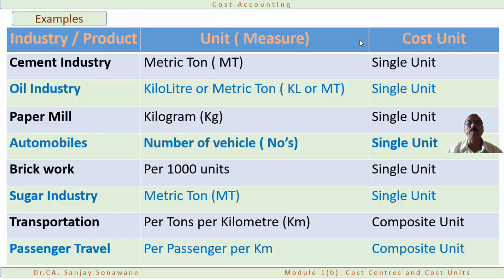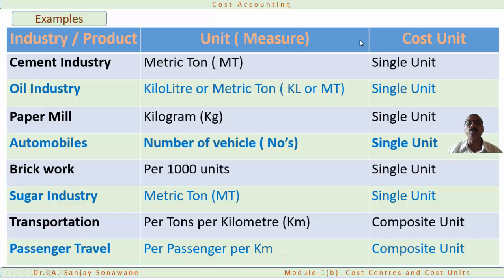In a paper mill, what is the measure unit? It is calculated in kilograms. In automobile industry, number of vehicles. Brick works, what is the measure? Per 1000 units. We do not calculate in kilograms. So 1000 bricks, what is the cost? So the measure is per 1000 units. For sugar industry, the measure is metric ton. For transportation, here we are using a composite unit, per ton per kilometer. Similarly, in passenger travel also, we use per passenger per kilometer.